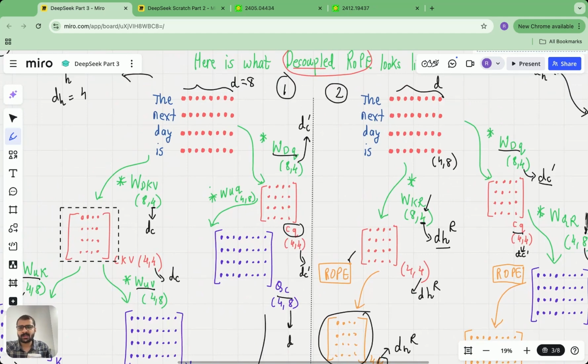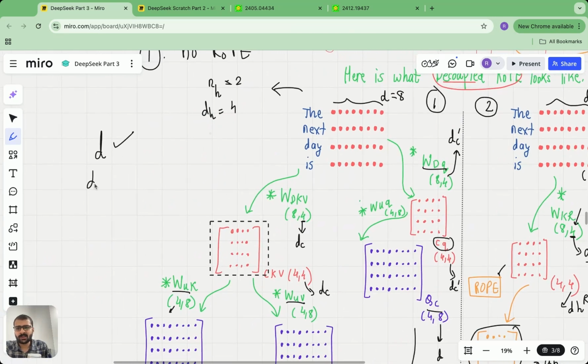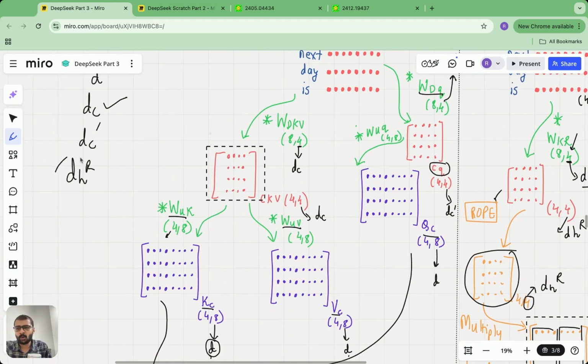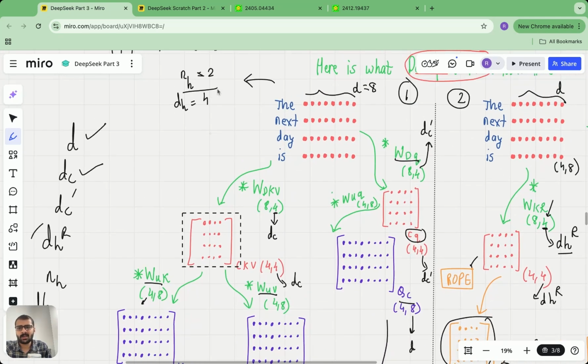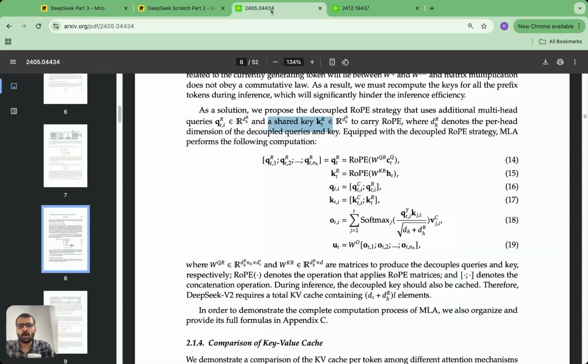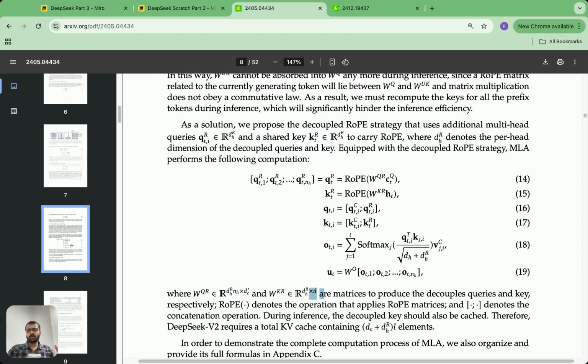So take a look at the dimensions which I'm using here, right? I'm using D, which is my original dimension. I'm using dc, which is my latent dimension. I'm using dc dash, which is my queries down projected dimension. Then I have something which is called dhr, which is my rope dimension, and I have nh, which is the number of attention heads, and I have dh, which is my original head dimension. All of these variables which you are seeing on the whiteboard right now, you will find over here. You will see dhr, you will see nh, you will see dc dash. I'm using the same variables so that after this lecture you can go back and completely understand what is written in the code over here.